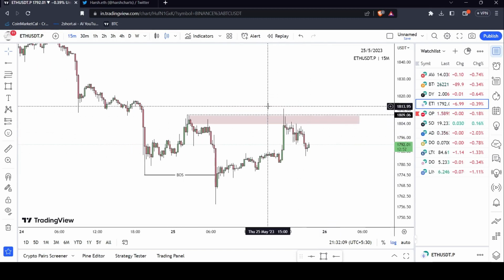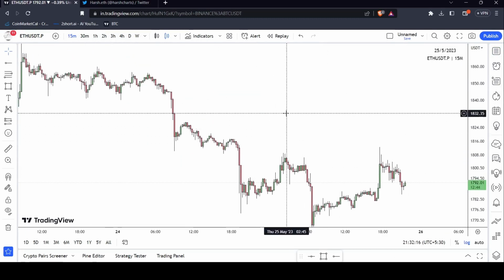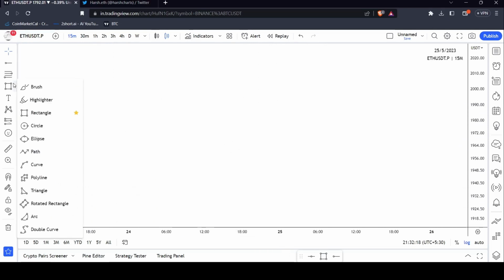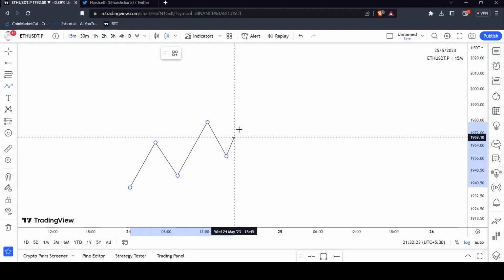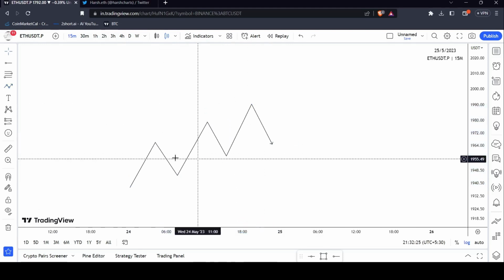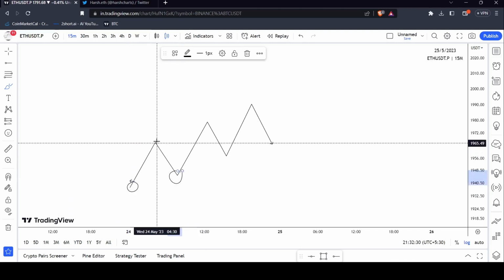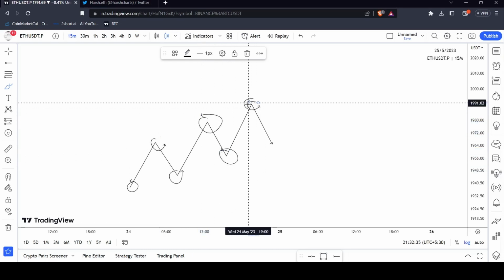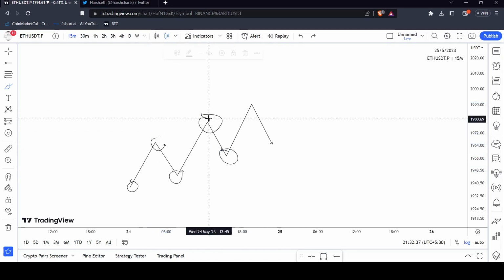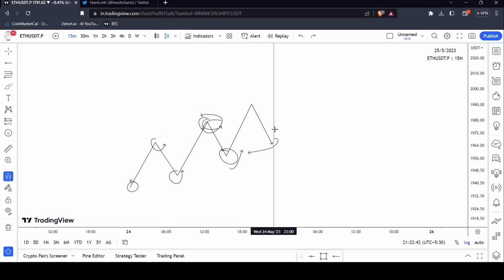And now let's understand what is swing high and swing low. So when the market is in a trend, for example, if the market is making higher high and higher low, right? So these points, for example, this point, this point, this point, all these points are swing highs and swing lows. So this is the highs and this is the lows. I hope you are clear with what is swing high and swing low.